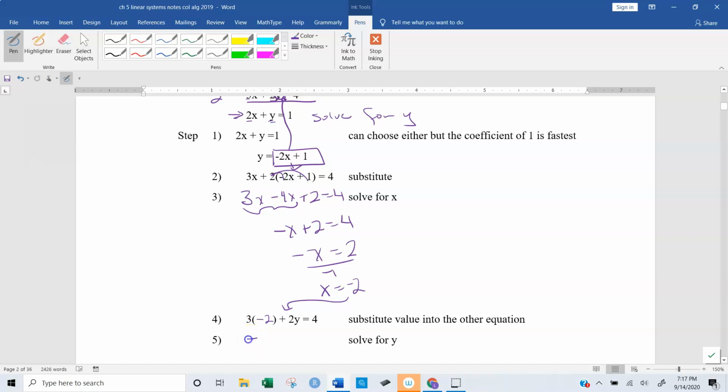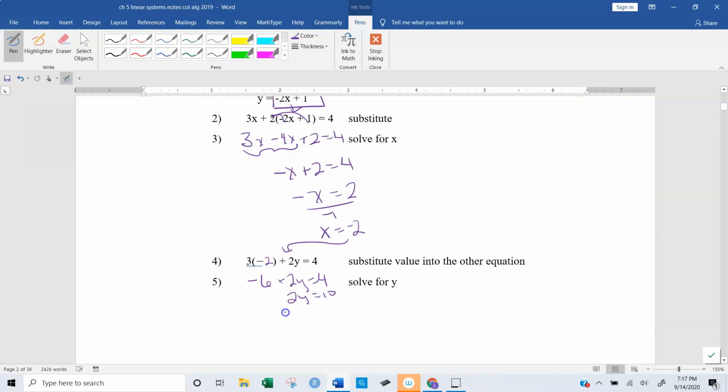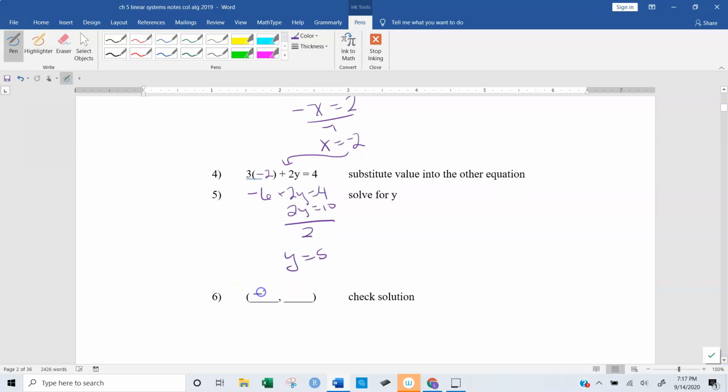Now we're going to solve. So negative 6 plus 2y equals 4. We're going to add our 6. So 2y equals 10, which means y equals 5. So y equals 5. So my solution to this is, you have to write it as an ordered pair. It is a point. So it's negative 2, comma 5.